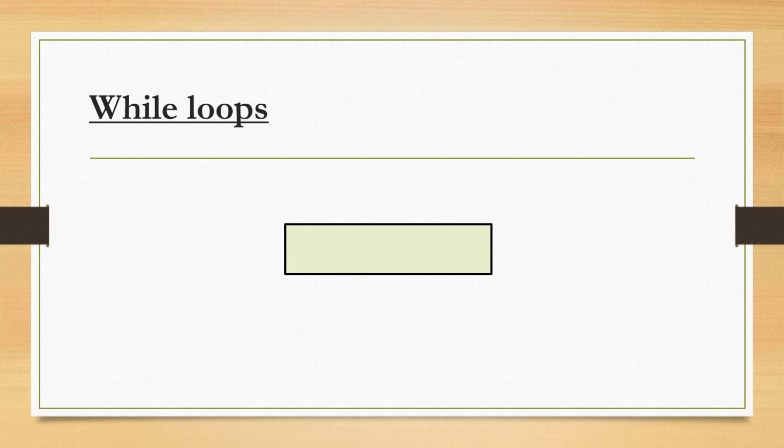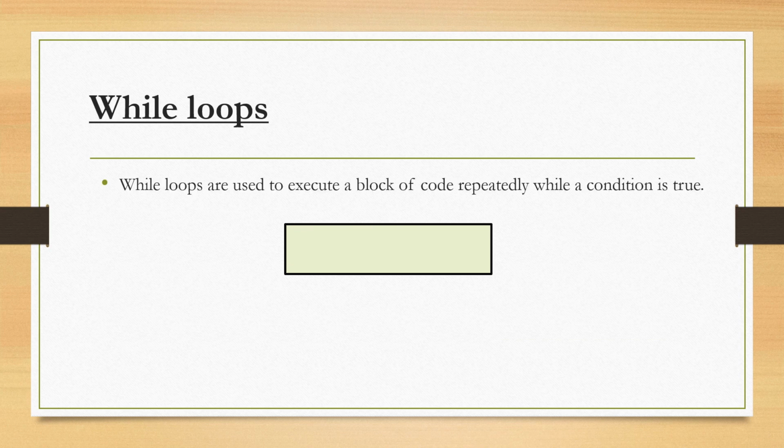Okay, so now we are going to see while loops. While loops are used to execute a block of code repeatedly while the condition is true. So while the condition is true, it will repeatedly execute that block of code.